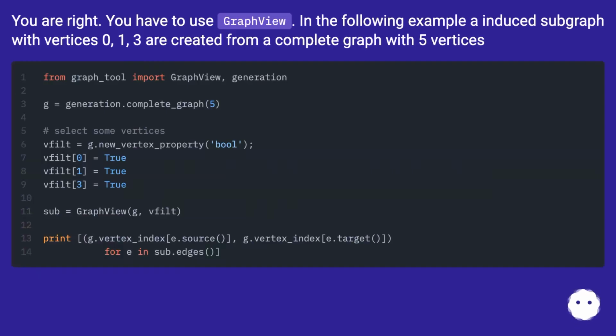You are right. You have to use GraphView. In the following example, an induced subgraph with vertices 0, 1, 3 is created from a complete graph with 5 vertices.